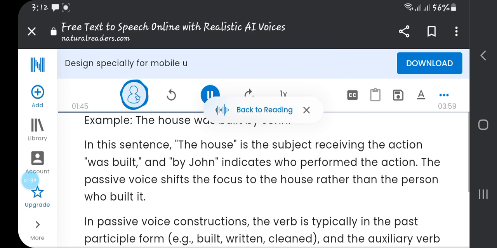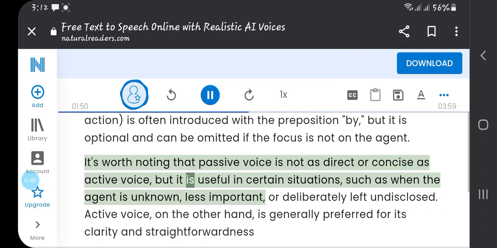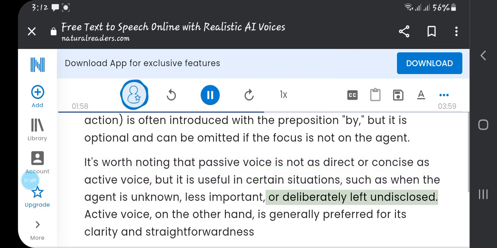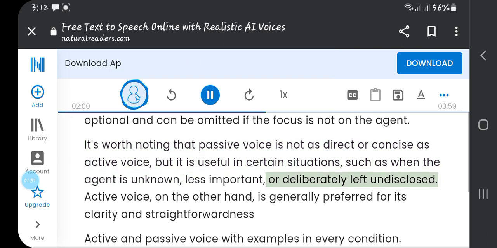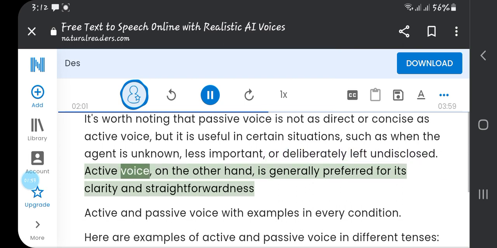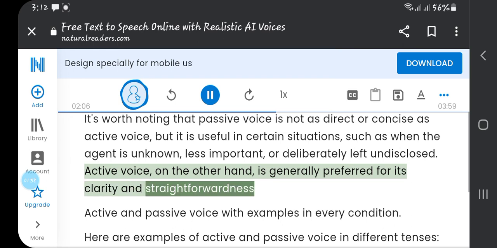It's worth noting that passive voice is not as direct or concise as active voice, but it is useful in certain situations, such as when the agent is unknown, less important, or deliberately left undisclosed. Active voice, on the other hand, is generally preferred for its clarity and straightforwardness.